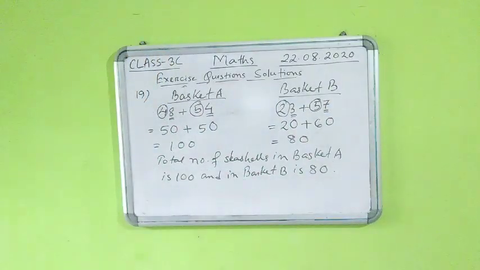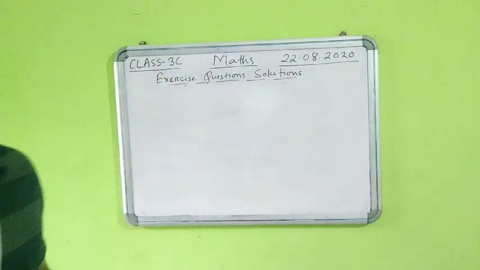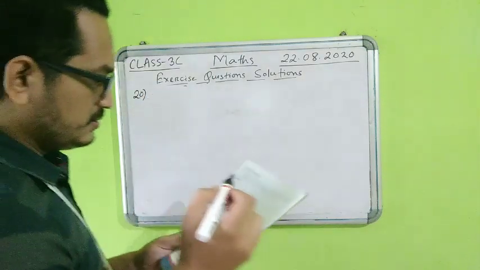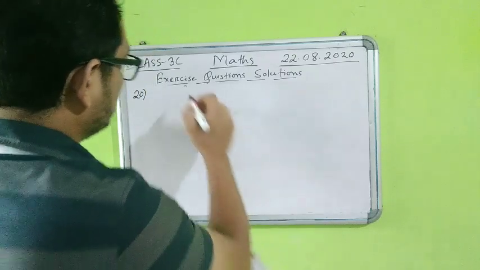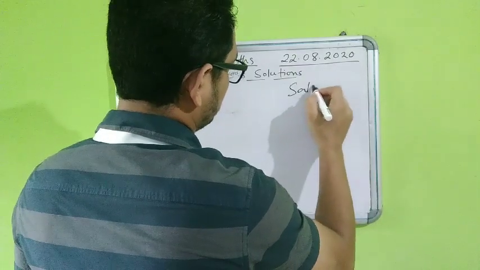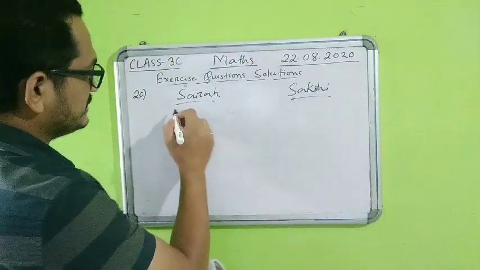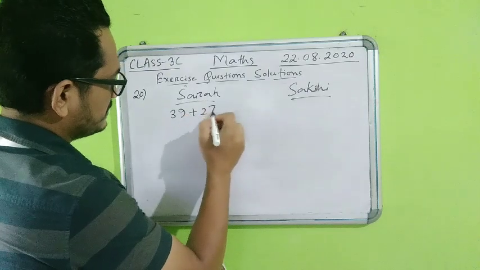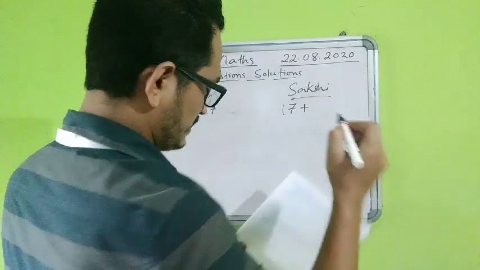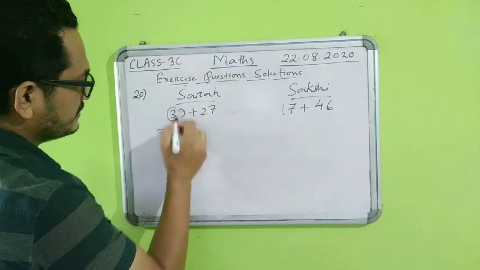So how am I going to solve? See, in a similar way, definitely. The similar way we need to do question number 20. So the first one is Sarah, and the second is Sakshi. Now Sarah's has how much? 39 and 27, so 39 plus 27. And in Sakshi's it is 17 and 46. Now in the same process, we need to estimate first.